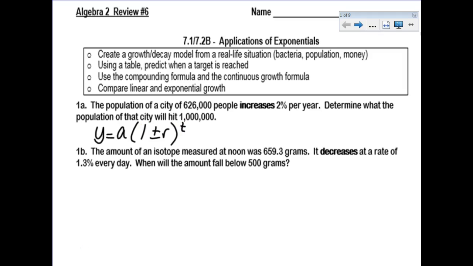So in this problem, the A value, that's our original amount. Who's the original amount in this problem? 626,000. Good. And then we're not going to both add and subtract the rate. You have to make a decision. Are we adding or subtracting? We are increasing, so we are adding. Yes, adding 2%. How do you write 2%? 0.02. Good.